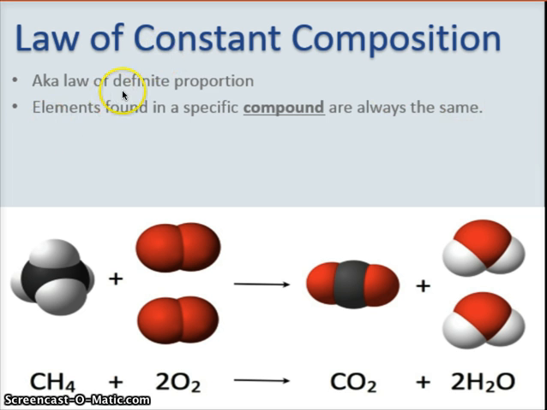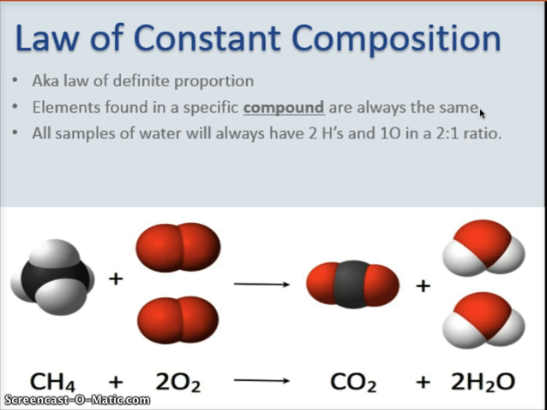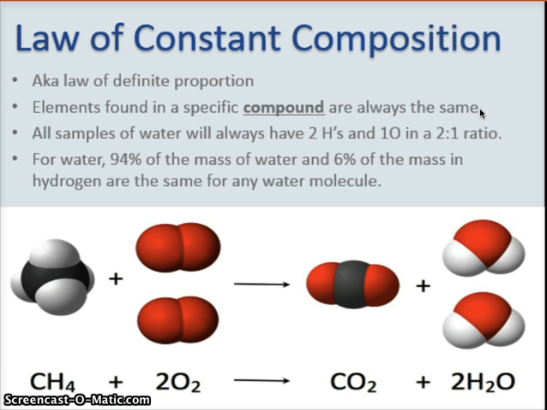The law of constant composition is also known as the law of definite proportion. Elements found in a specific compound are always the same. So the hydrogen in one water molecule is the same as the hydrogen in the other water molecule. All samples of water will have 2 hydrogens and 1 oxygen in a 2-to-1 ratio. And 94% of the mass of water will be oxygen and 6% of the mass hydrogen. And it will be the same for every single sample of water, whether you get water from California or whether you get it from another country. The mass of oxygen in water will be 94%, and the mass of hydrogen will be 6%.